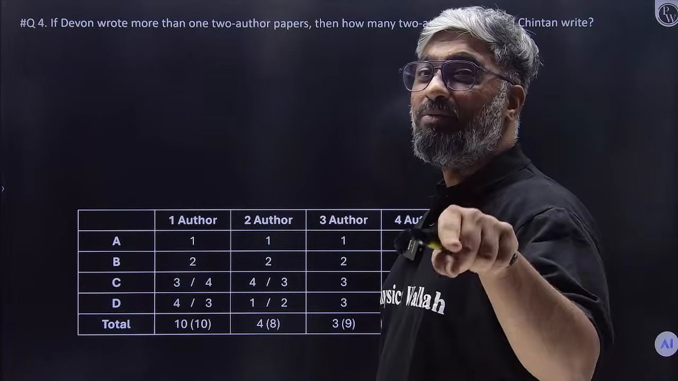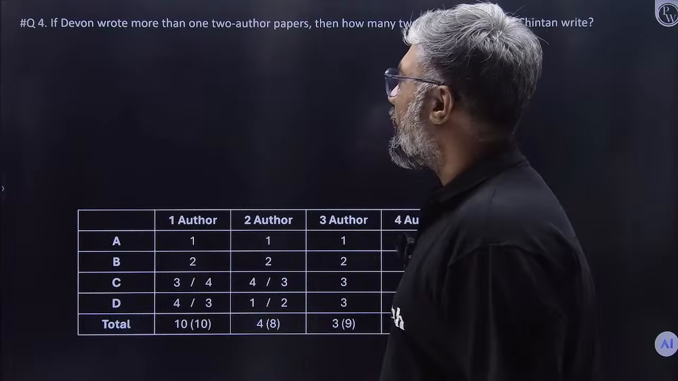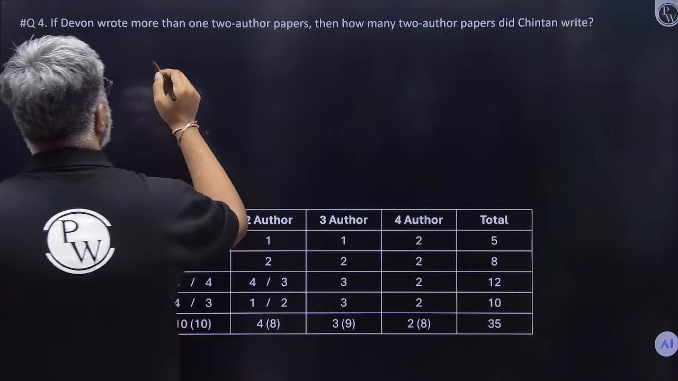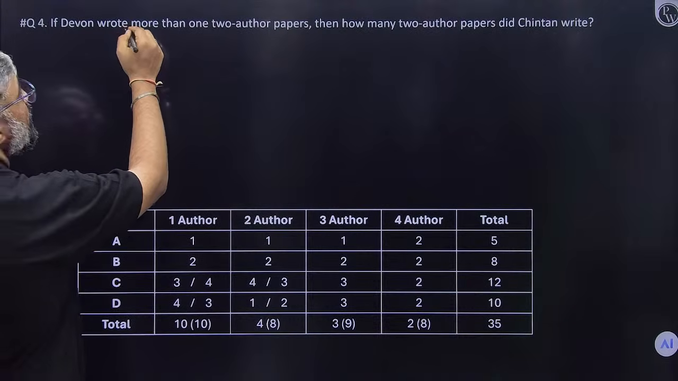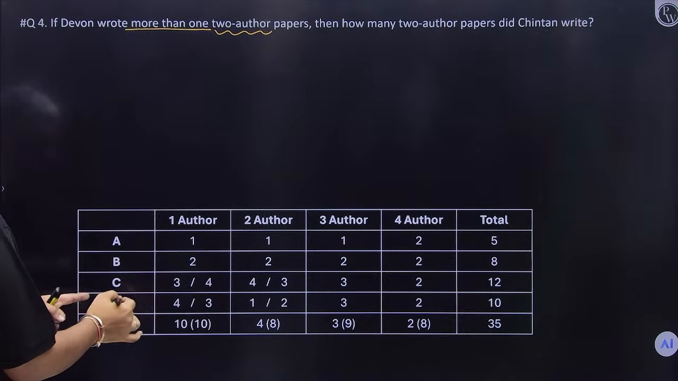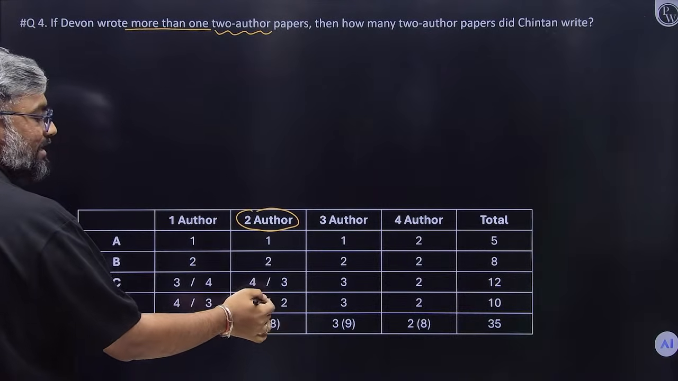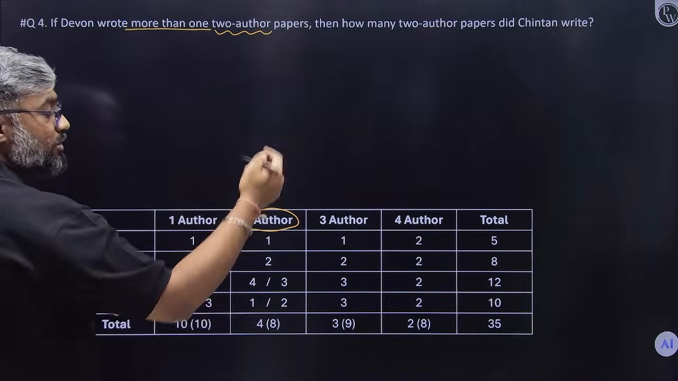It was a hypothetical question. That means out of the 2 cases, we need to choose one. If Devon wrote more than 2 author papers, Devon is here, 2 author papers are here. So we're looking at this. They're saying Devon wrote more than 2 author papers.